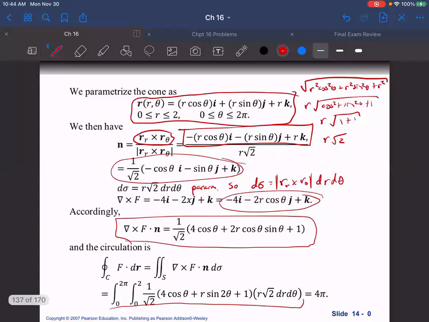And so we come over here, you can parameterize the cone. It's just a bunch of circles that get larger as you go up: r cosine theta in the i direction plus r sine theta in the j direction plus r in the k direction. Then we're going from 0 to r equals 2 there, and 0 to 2 pi. So our normal vector here, since we have a parameterized cone, is going to be this right here, r sub r. In other words, r sub r on that previous page is dr vector over dr, and r sub theta is dr vector over d theta.